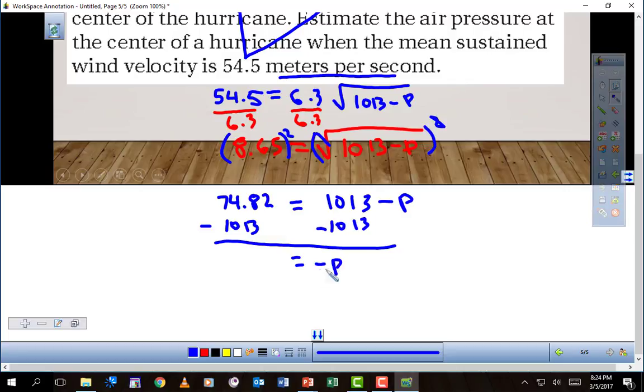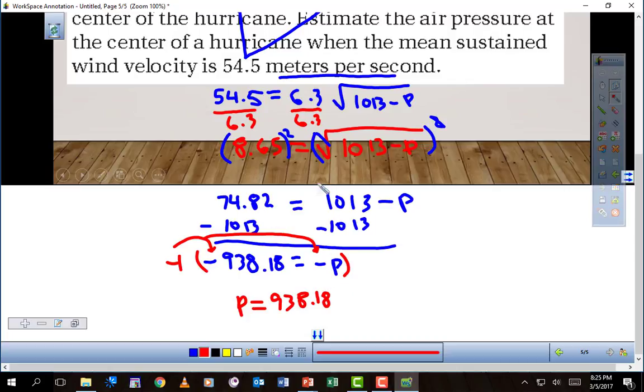And I get negative p is equal to negative 938.18. And of course, if I multiply through by a negative 1, it changes this one to a positive, and changes that one to a positive. So I get p is equal to 938.18.